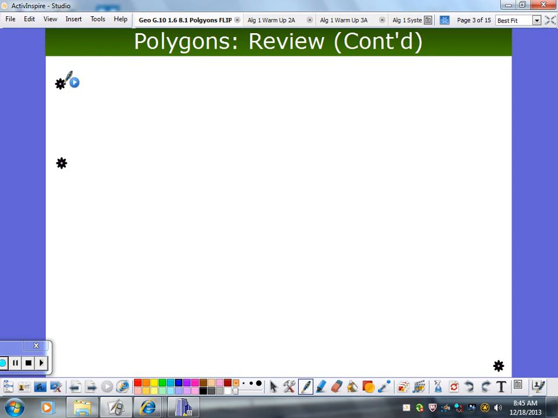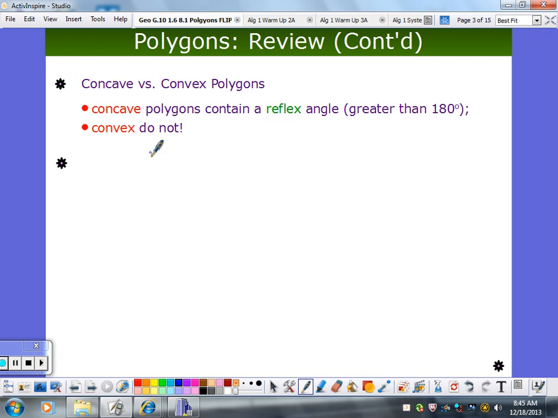Let's look at this here. You can have a concave polygon or a convex polygon. Concave polygons have a reflex angle. Now, for some reason, we don't talk about reflex angles a lot. We talk about acute angles, right angles, obtuse angles. A reflex angle is one that goes past the 180 mark. So, acute angle, 90 degrees, obtuse. If I'm going all the way around from here, that would be a reflex angle. Now, convex ones don't have reflex angles.